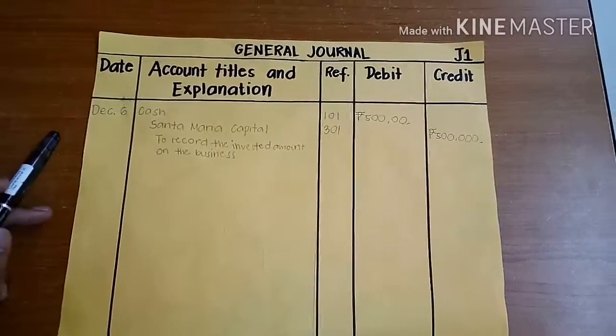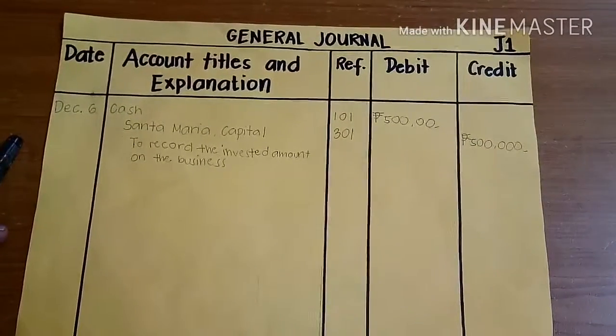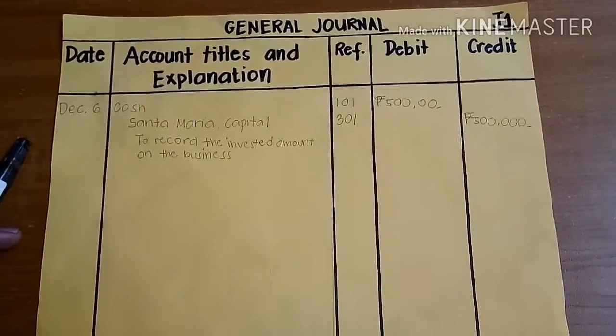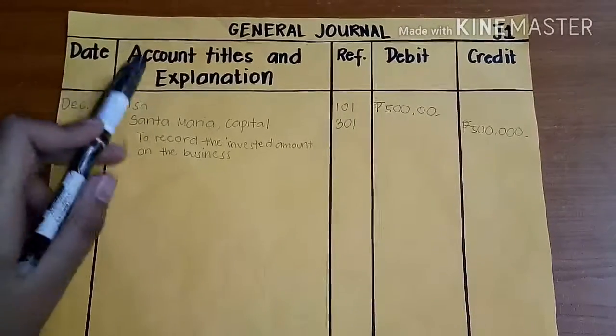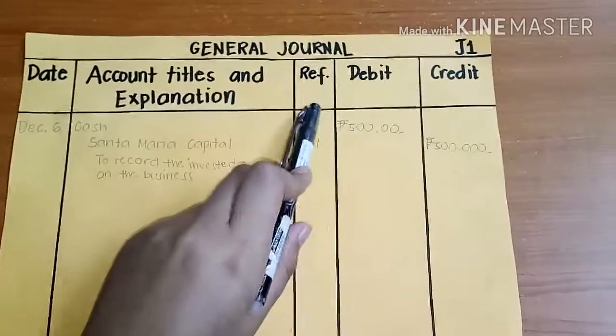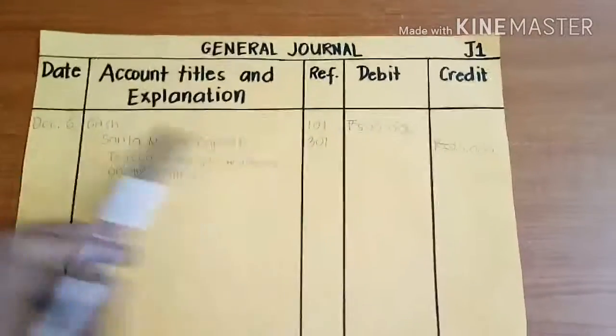Entering transaction data in the journal is known as journalizing. Companies make separate journal entries for each transaction. A complete entry consists of date, account titles and explanation, reference, debit, and credit.